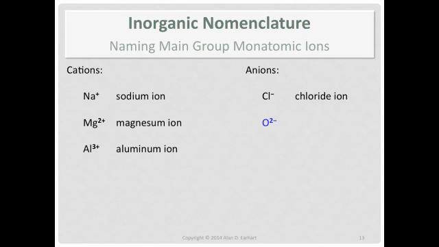Oxygen has a 2− charge because it's in column 6A and it's a nonmetal. Nonmetals form anions. And it's not oxygen ion, but oxide ion. An ion made from nitrogen gets a 3− charge because it's in column 5A and it's a nonmetal. So the name of it is nitride ion.